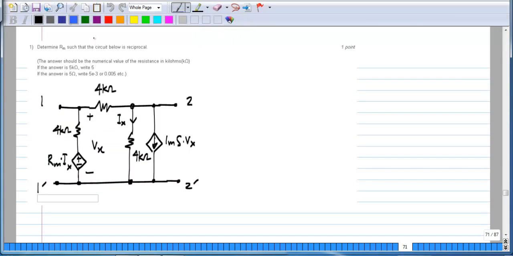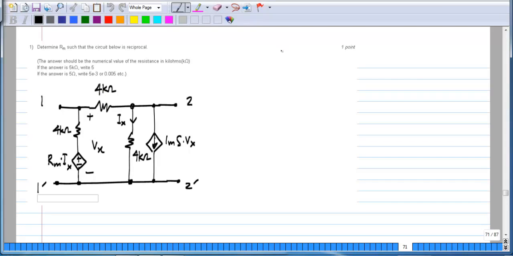The first question is about a two-port network consisting of control sources. This means that the network is not necessarily reciprocal, but for certain parameters of the control sources it can be reciprocal. The question is to find the value of Rm such that it is reciprocal. So all we have to do is find the two-port parameters. Specifically, we have to find only y21 and y12, or any of the 12 and 21 parameters, to check for reciprocity.